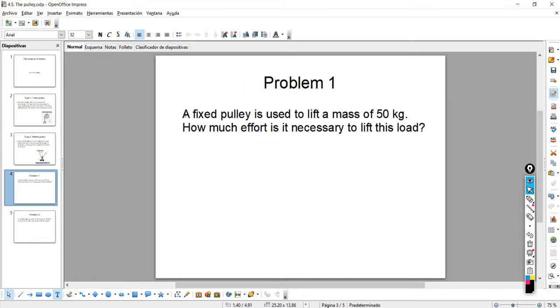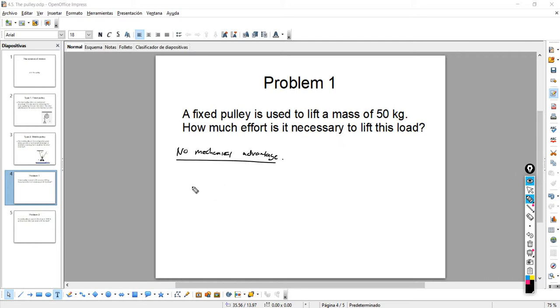Problem number one. A fixed pulley is used to lift a mass of 50 kilograms. How much effort is necessary to lift this load? So we have a fixed pulley, and when I have a fixed pulley, I know that there is no mechanical advantage. Basically what that means is that this pulley won't help you amplify your effort. That's all this phrase, no mechanical advantage, means.